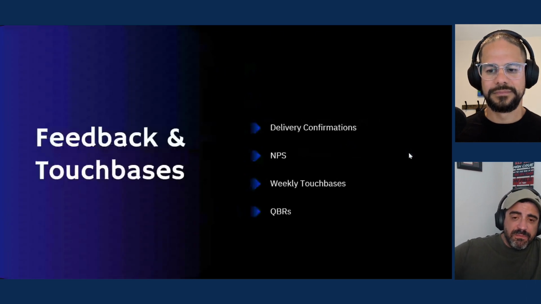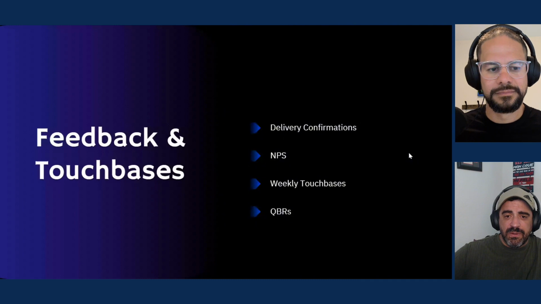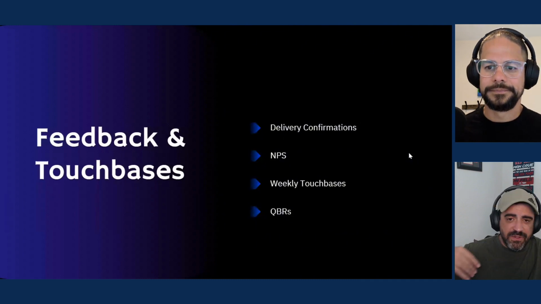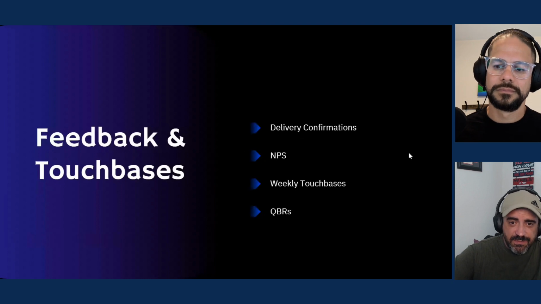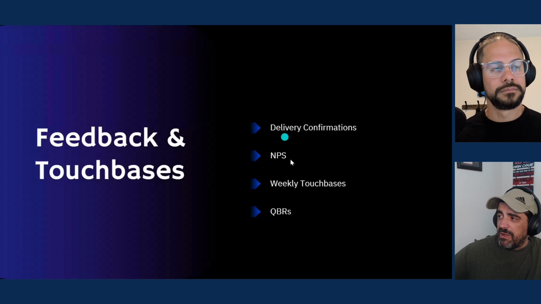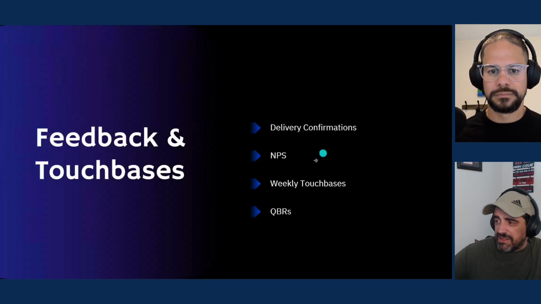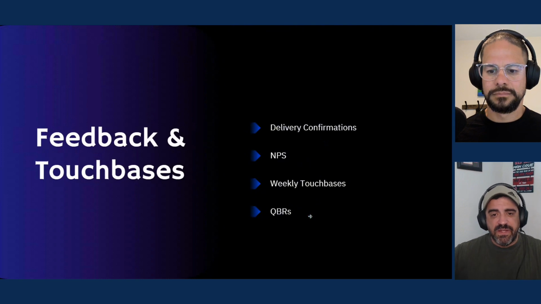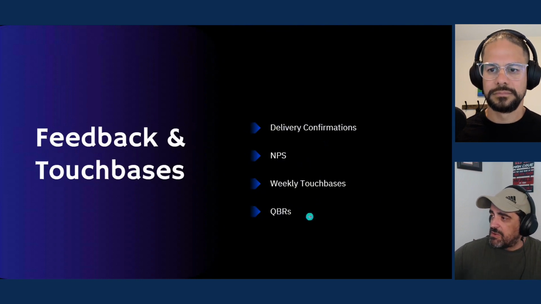After that, we go through feedback and touch bases. These things are very important. How are we getting feedback both initially and ongoing? How often are we meeting face-to-face to talk about how the project is going? For us, it's through delivery confirmations, NPSs, weekly touch bases, QBRs. So we have both written forms and face-to-face conversations to get the feedback that's critical for writers.